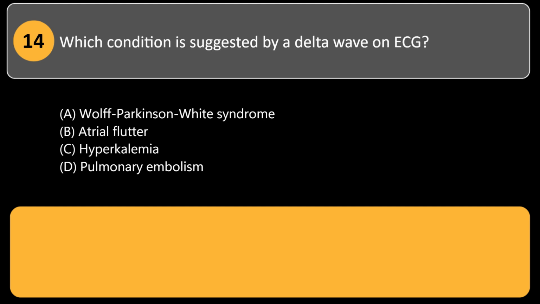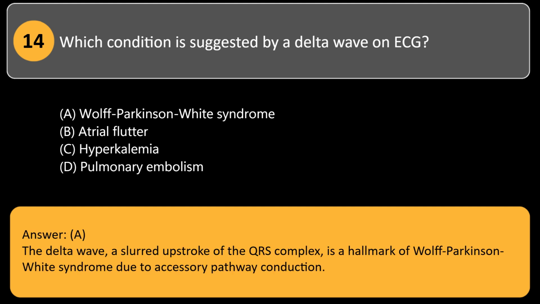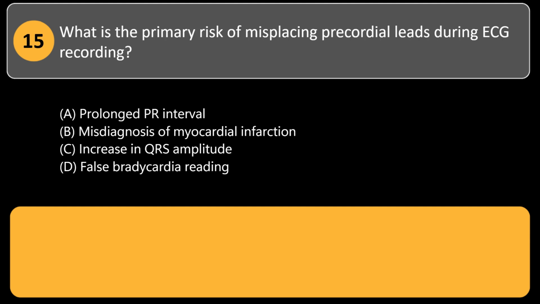waves. Which condition is suggested by a delta wave on ECG? A. Wolff-Parkinson-White syndrome. B. Atrial flutter. C. Hyperkalemia. D. Pulmonary embolism. Answer, A. The delta wave, a slurred upstroke of the QRS complex, is a hallmark of Wolff-Parkinson-White syndrome due to accessory pathway conduction.